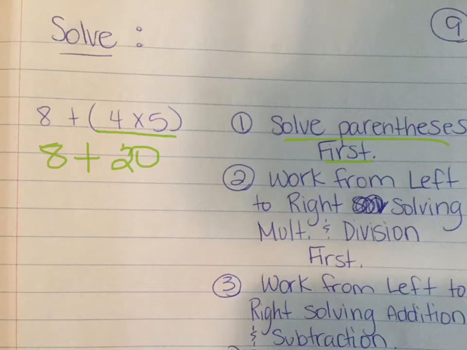Then it says work from left to right, solving multiplication and division first. Well, 8 plus 20, there is no multiplication or division, so then I'm going to go to step 3, which is work from left to right, solving addition and subtraction. In this case, we just have 8 plus 20, which is 28. So there is our answer if we're solving a numerical expression. Okay?